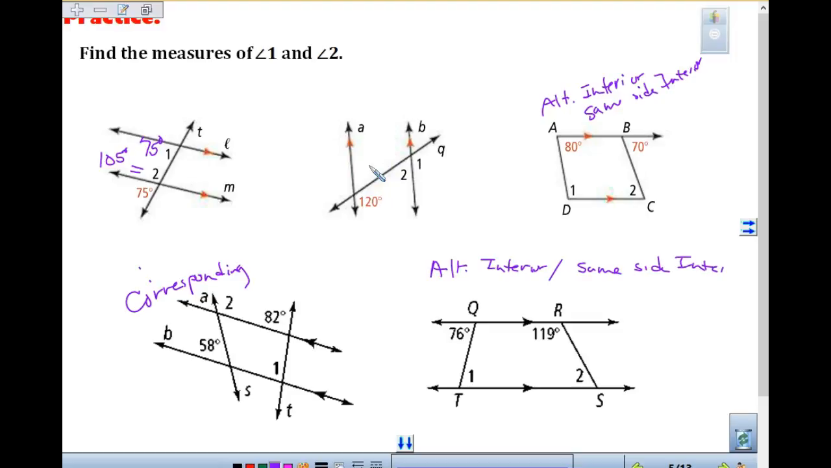If I have 120, Ben, if this angle is 120, what do I know about the measure of angle 1 or 2? 2. 2 has to be 60, because these two have to be supplementary, right? Add to 180. Oh, I know about the next one then, angle 1. 1 has to be 120. Why? Because I have to add to 180.